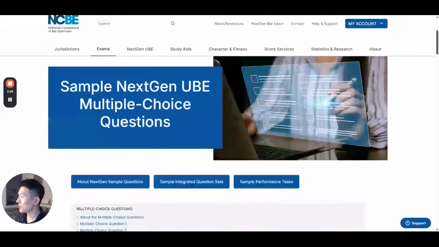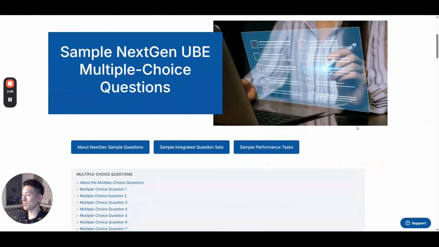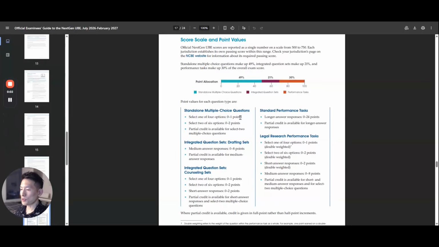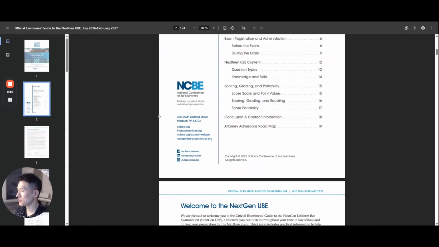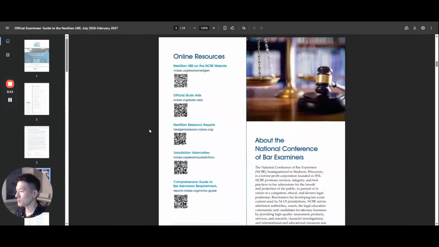And don't forget about the other sections of the NextGen UBE. There's integrated question sets, which are less objective. There's more short answers. And performance tasks, you may be already familiar with them because of the performance tests, the PTs, the MPTs. I will link to information that the NCBE has put out, including scoring, how the sections are divided into segments and sessions. So you can take a look at this.